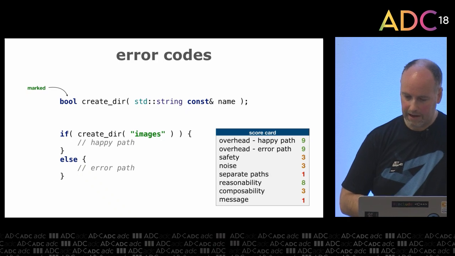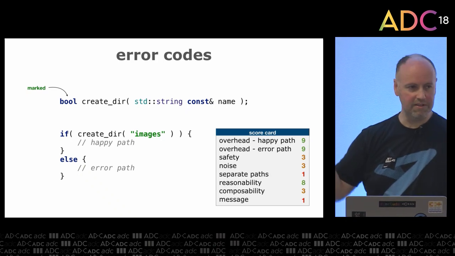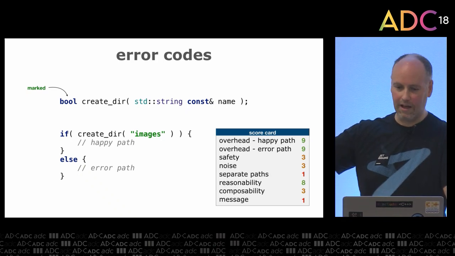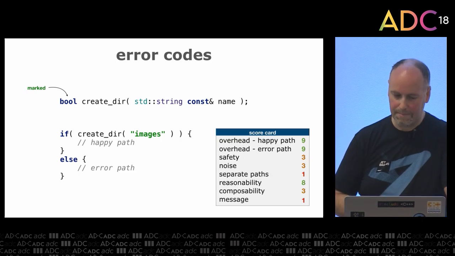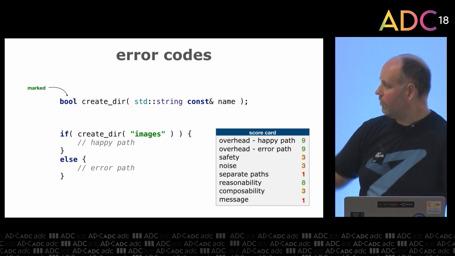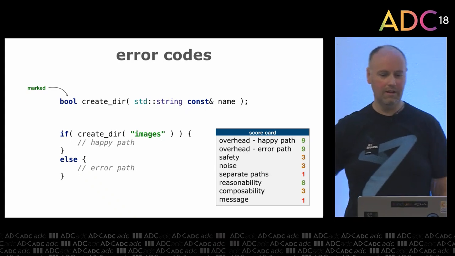And the composability suffers because we're using the return channel of the function to indicate the error, so we can't use that for composing functions. And the errors themselves don't compose very well. And beyond the fact that something happened, we convey no extra information, so pretty low message score. So that's how these scores are working. I'll try and move a bit faster through the rest.